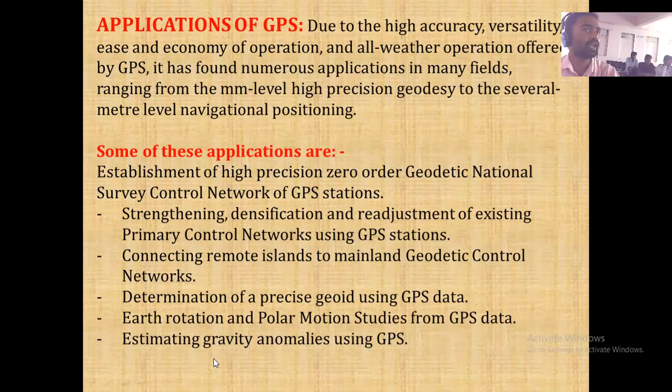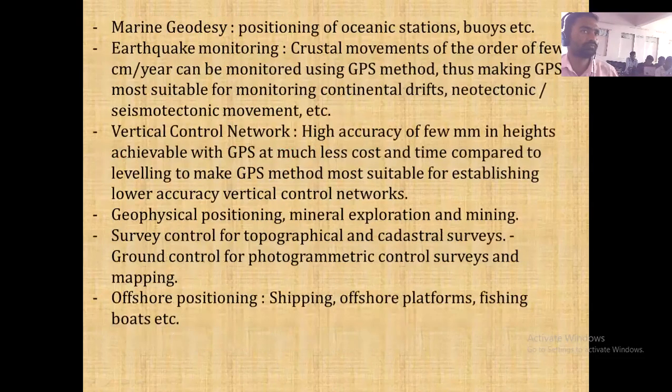Then estimating the gravity anomalies using GPS. Anomalies means something which deviates from the standard value. So what is the g value? The standard g value is 9.81. If, due to some other effect, the g value fluctuates to 9.61 or 9.91, the parameters which deviate from the standard value are called anomalies. So estimating the gravity anomalies using GPS. These are some of the applications.